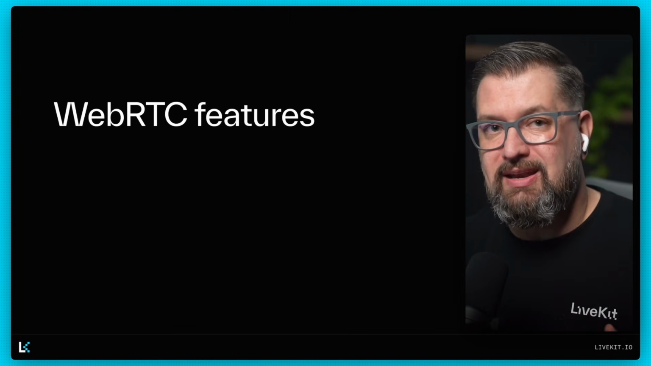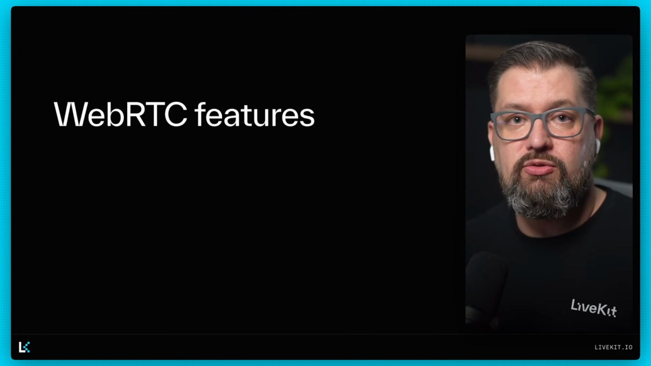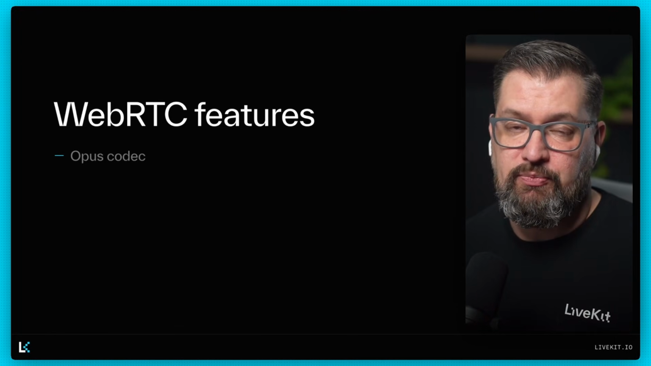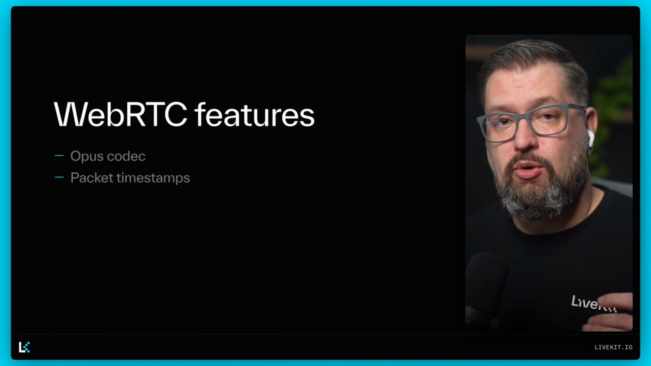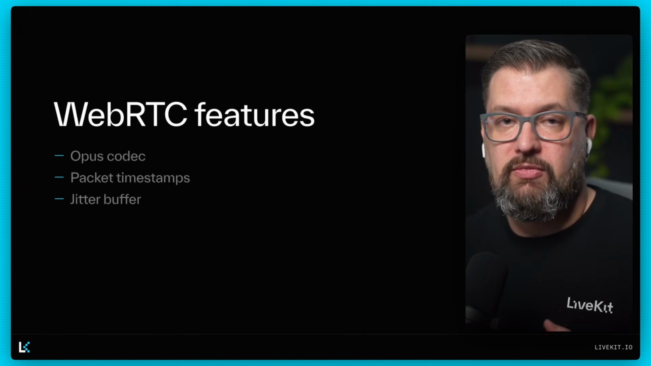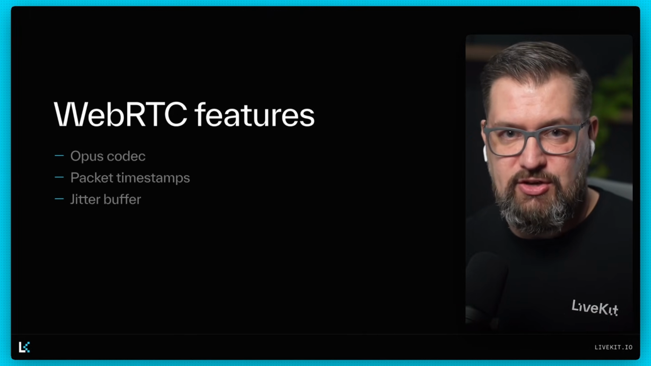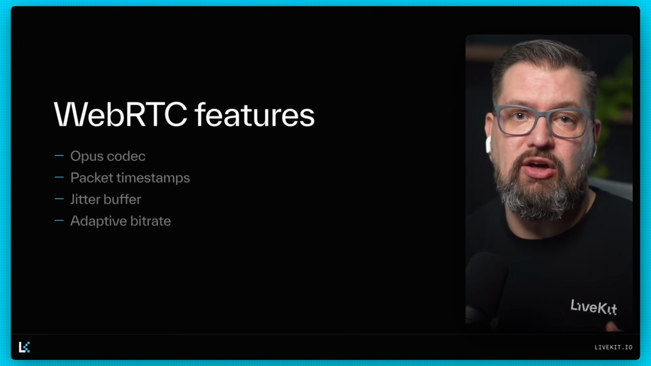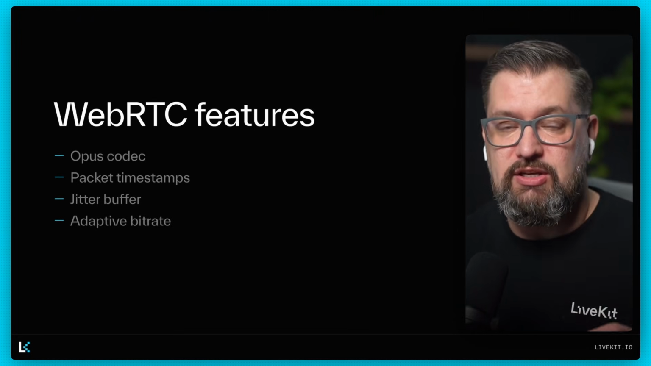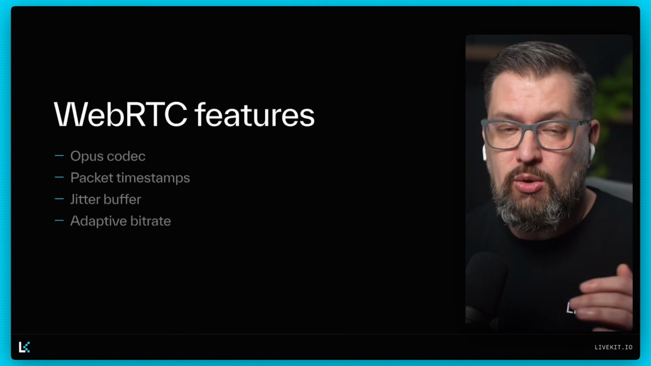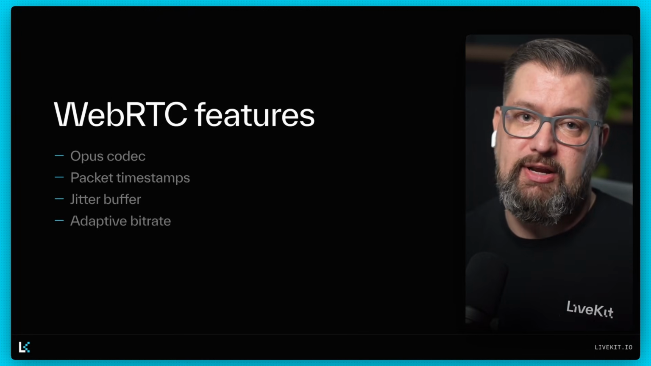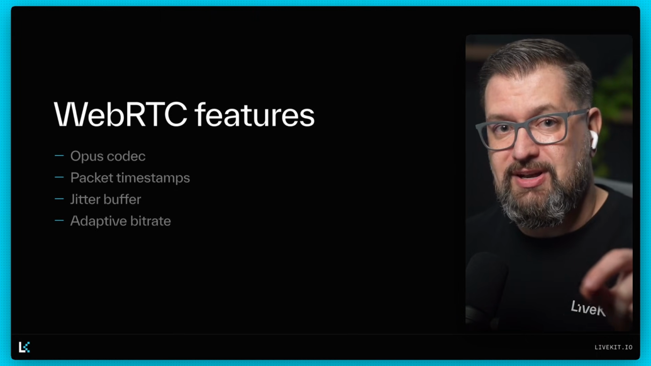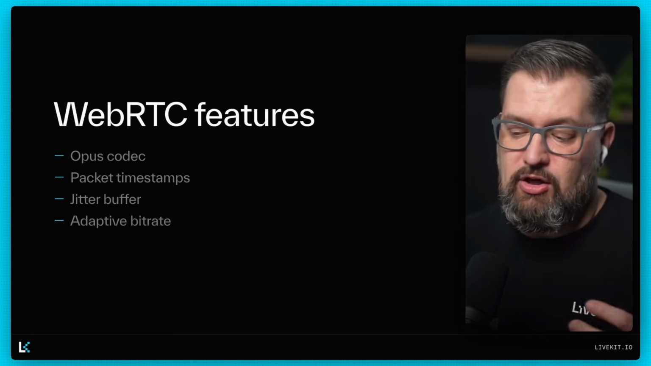WebRTC builds smart handling on top of UDP. It uses Opus, a codec optimized for speech that compresses audio efficiently. Each packet carries a timestamp, so the receiver knows exactly when to play it. A jitter buffer smooths out timing variations when packets arrive at uneven intervals. And an adaptive bitrate adjusts audio quality on the fly based on network conditions. Now, all of this adds up to low latency even when the network isn't cooperating. So in practice, WebRTC lets your agent deliver first audio faster and stay responsive during packet loss and jitter.